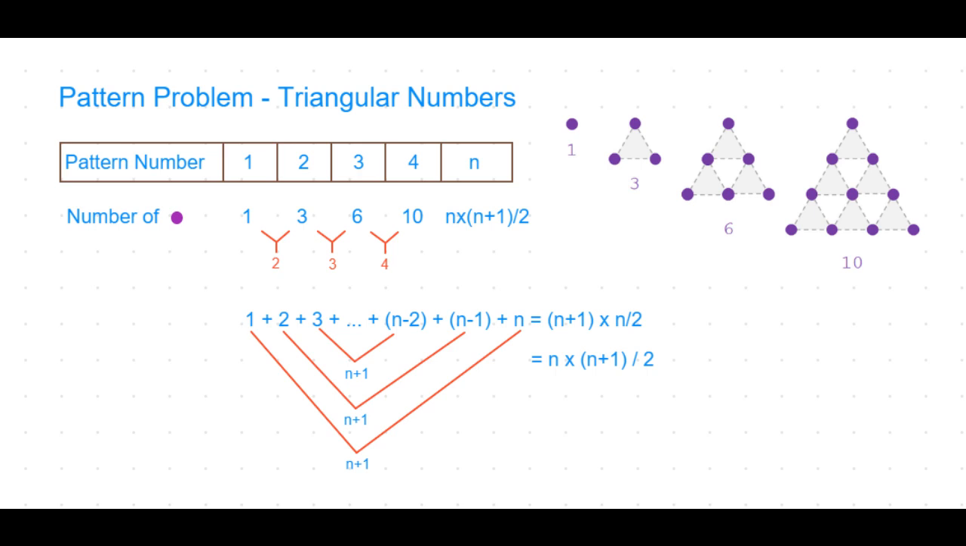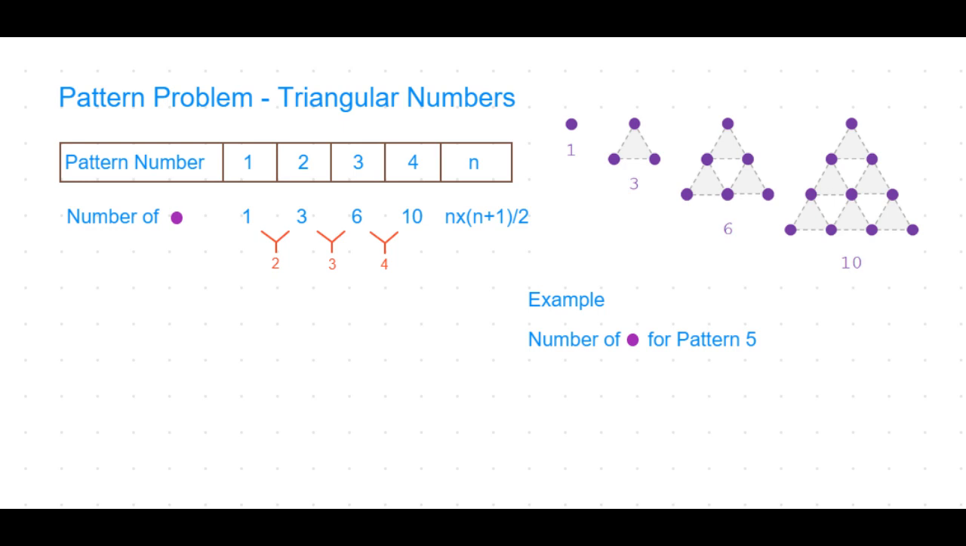Even if you do not know how to derive this, you can remember this formula for triangular numbers. Let's test it for both an odd number and an even number. For pattern number 5, we know the number of purple dots should be 15. So n is 5, times n plus 1 is 6, divided by 2, which is equal to 15. That's right. Let's test the same for 6. After 15, when we add 6, it would be 21. So the answer should be 21.